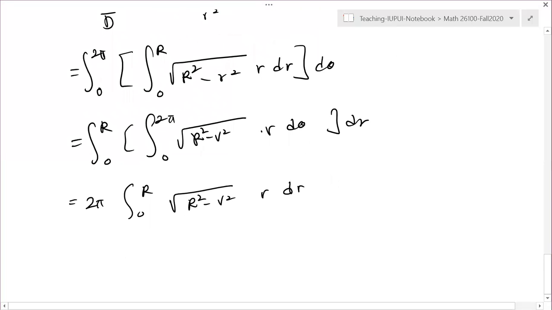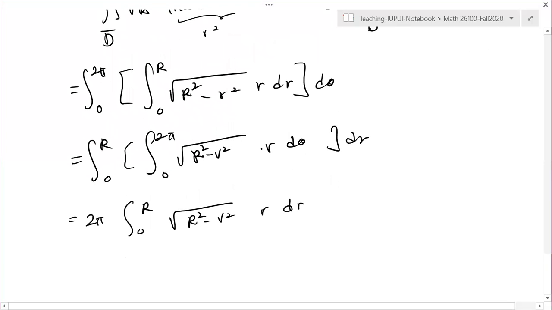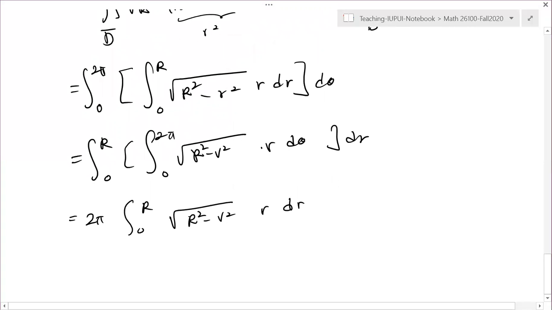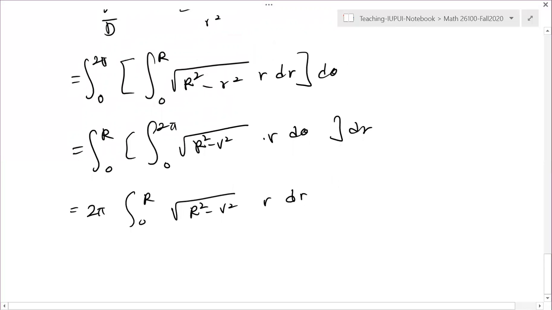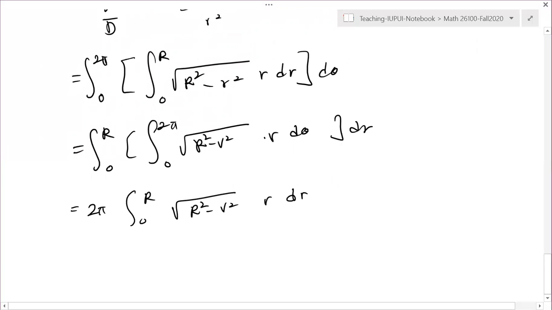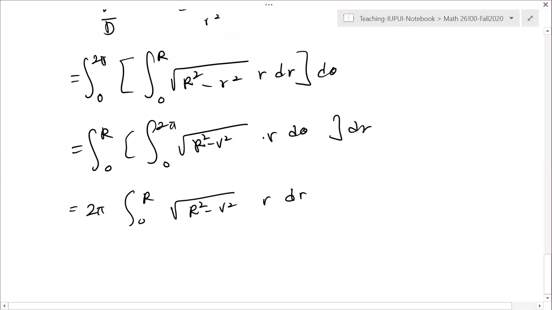How do we know which one to choose first? Well, it doesn't matter. You can write down both of them, and if you look at the two iterated integrals and find that one of them is easy to evaluate, then choose that one. But sometimes it's very hard to write down the other iterated integral, and you can only write one of them. Then that's the only choice for you.